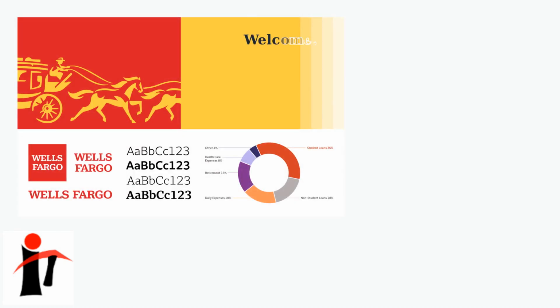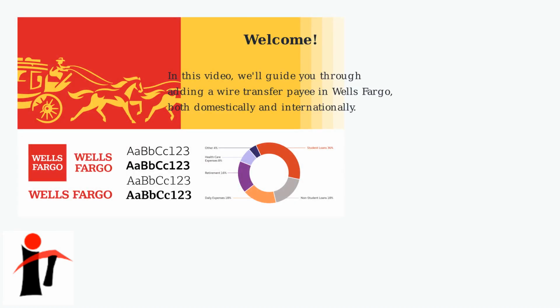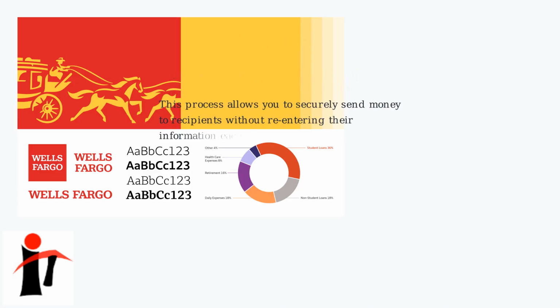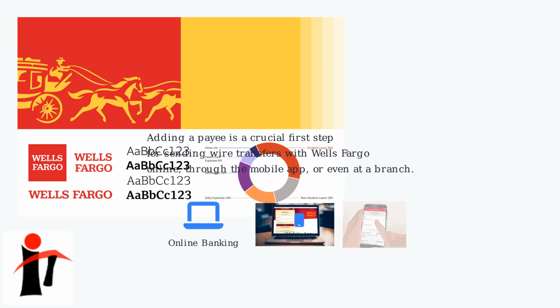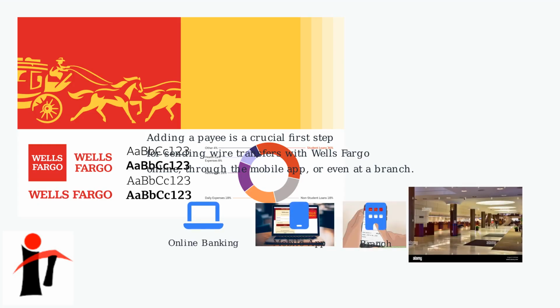Welcome. In this video, we'll guide you through adding a wire transfer payee in Wells Fargo, both domestically and internationally. This process allows you to securely send money to recipients without re-entering their information each time. Adding a payee is a crucial first step for sending wire transfers with Wells Fargo online, through the mobile app, or even at a branch.